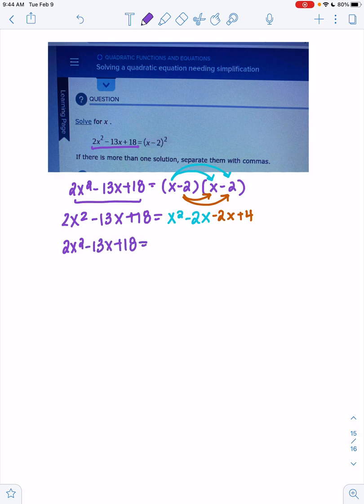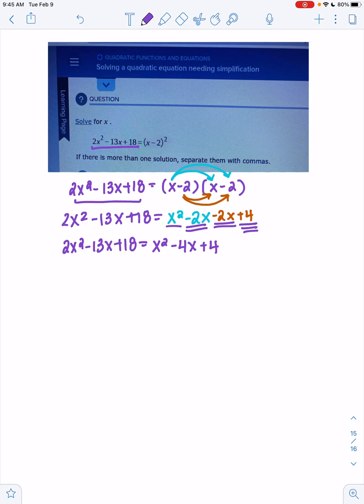And now we're going to combine like terms. X squared, nothing for me to combine with. Let's bring that down. Minus 2x and minus 2x, those are like terms. We combine to get minus 4x, and then bring down your plus 4. Now we have a quadratic equation.